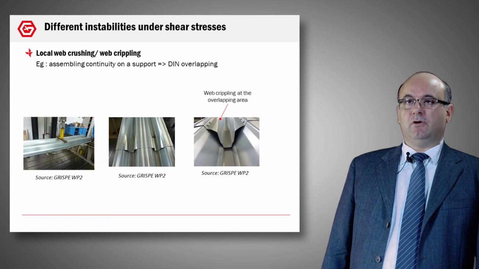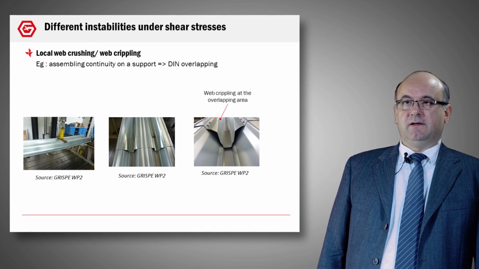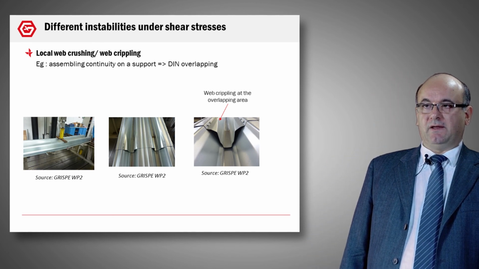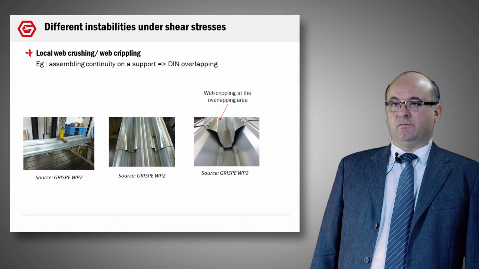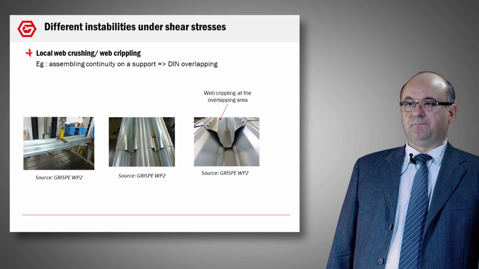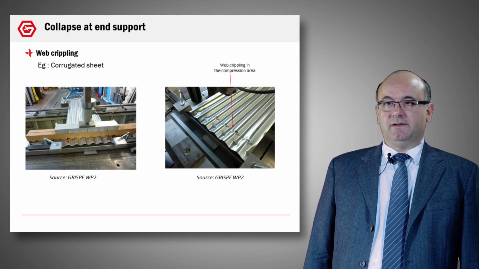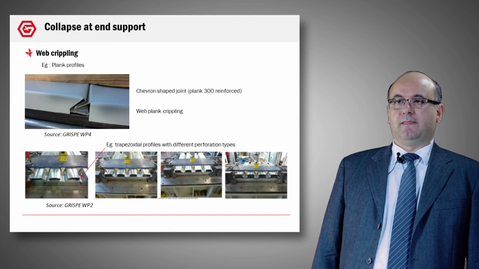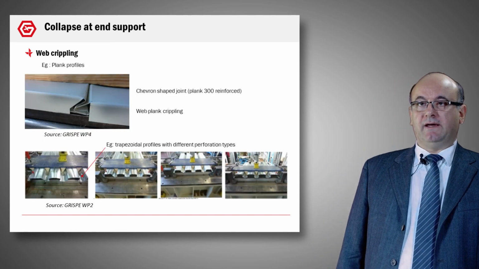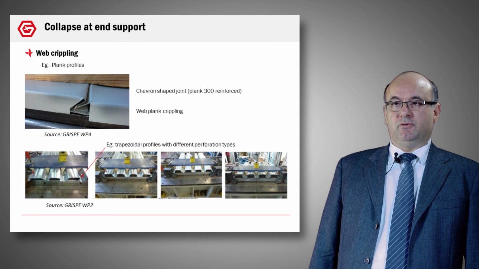Another example concerns the local web crushing and the web crippling. Here now we have an assembly with continuity on support. And you can see on the right and in the middle the web crippling on the overlapping area. Web crippling again, this time with corrugated sheet. Web crippling again with plank profile and on trapezoidal profile on the bottom.